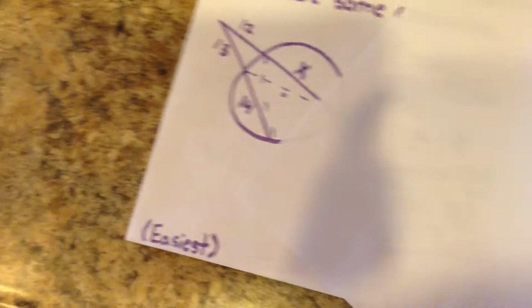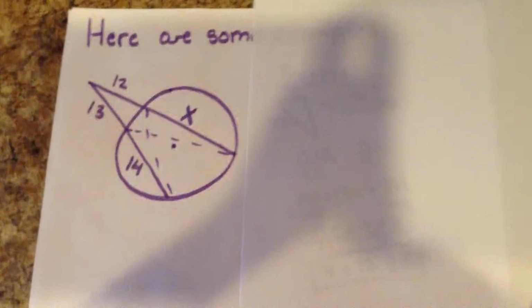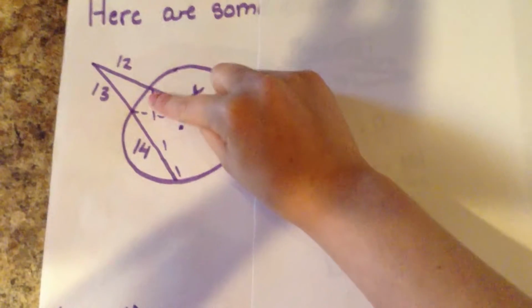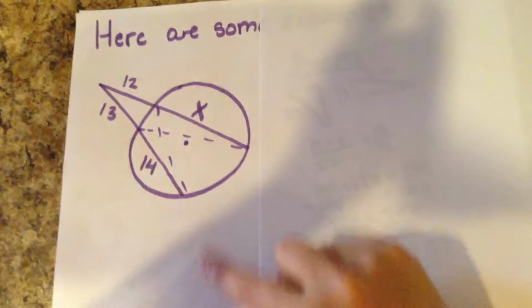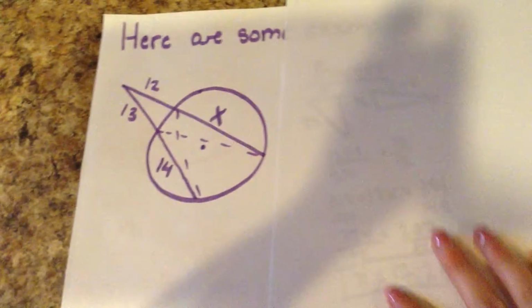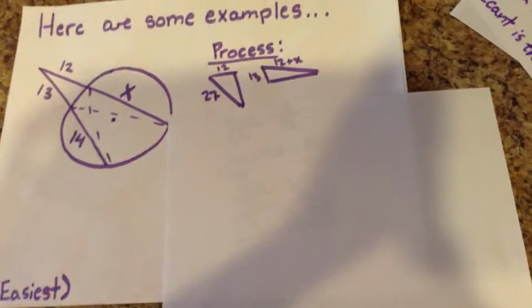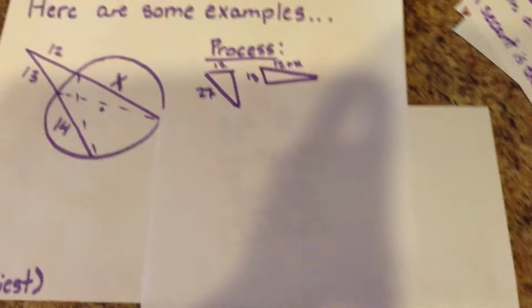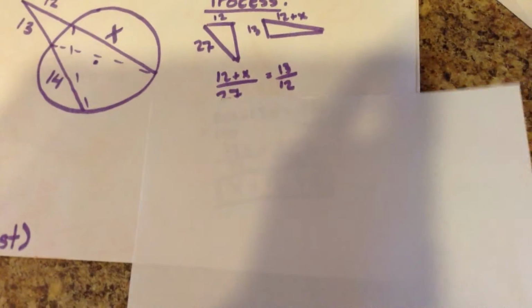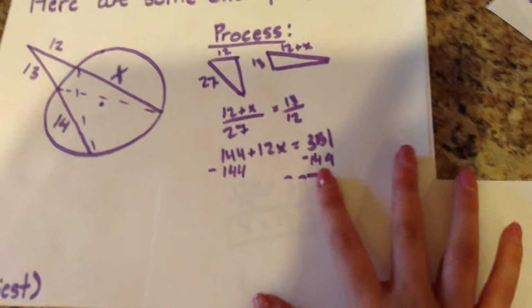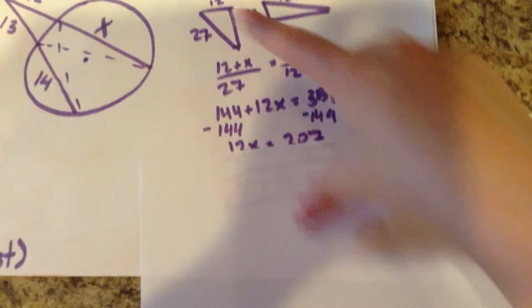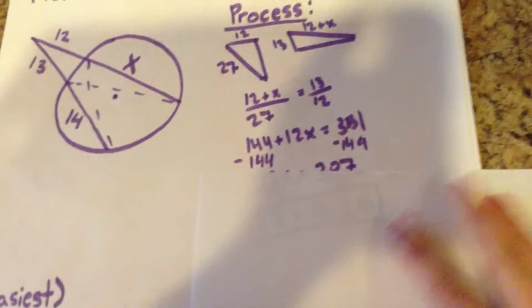Alright, so here's our first example. We have a circle, and it has two secants outside. So what we'd want to do is make two triangles, as we can see by the dotted lines, and draw them on our page without changing them. This makes it easier to write a proportion, because the two triangles are similar. Then we just cross multiply and solve it like a basic algebraic equation.